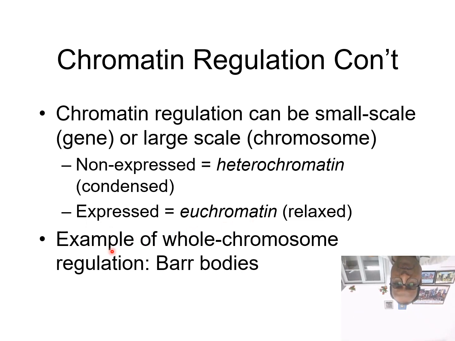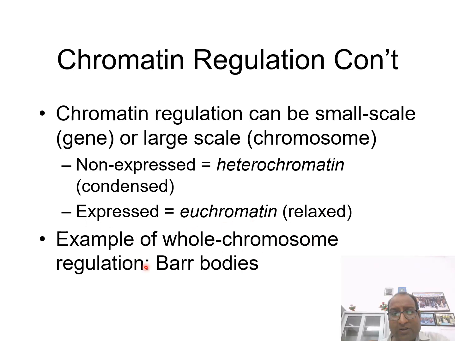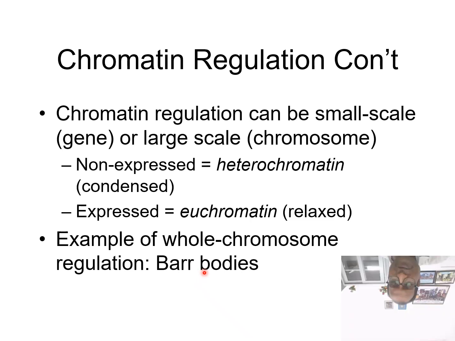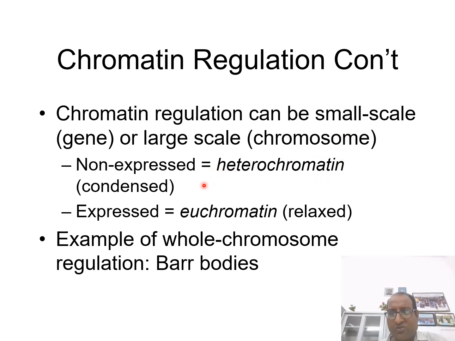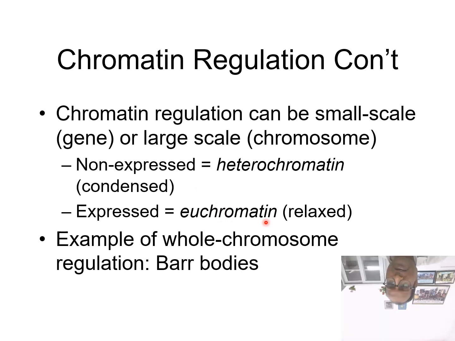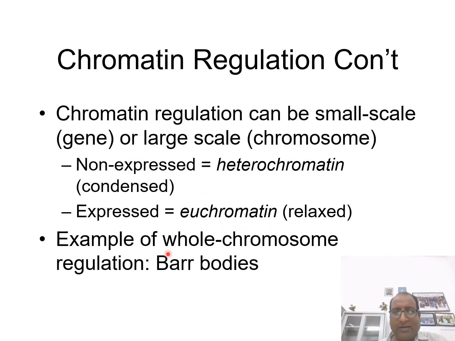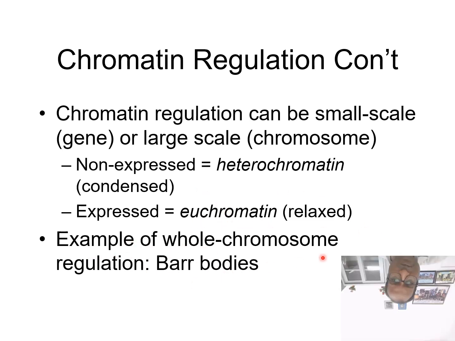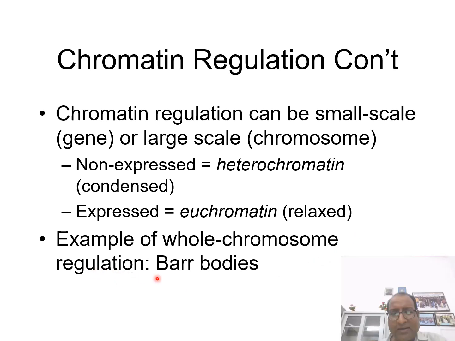So an example of whole chromosome regulation is the Barr body. That means the Barr bodies are the inactivated X chromosome which have undergone total heterochromatization, making it overall inactive. So small scale means that some parts of the chromosomes are inactive, which is known as heterochromatic, and the other parts are euchromatic. The example of large scale chromosome regulation is the Barr body.